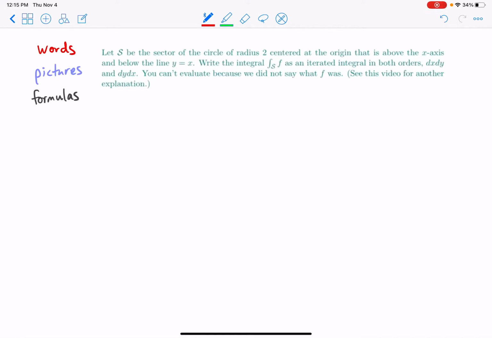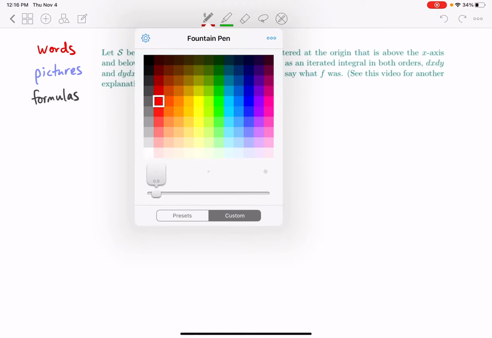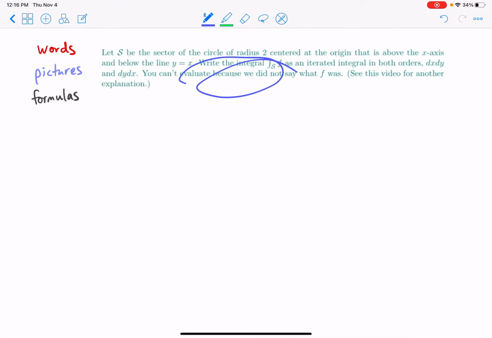Okay, hello everybody. So let S be the sector of a circle, whatever that is, of radius 2, centered at the origin, that's above the x-axis and below the line y equals x. Okay, so I need to draw a picture before I even read anything else.